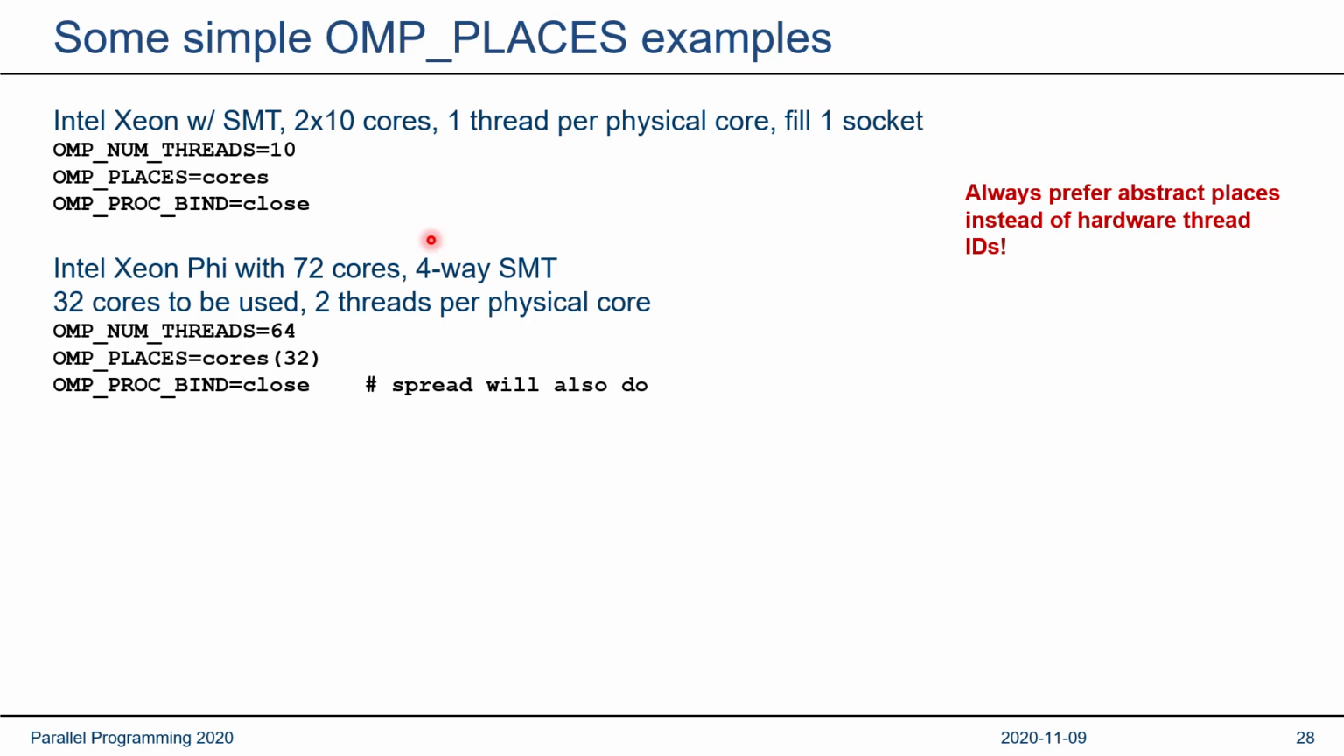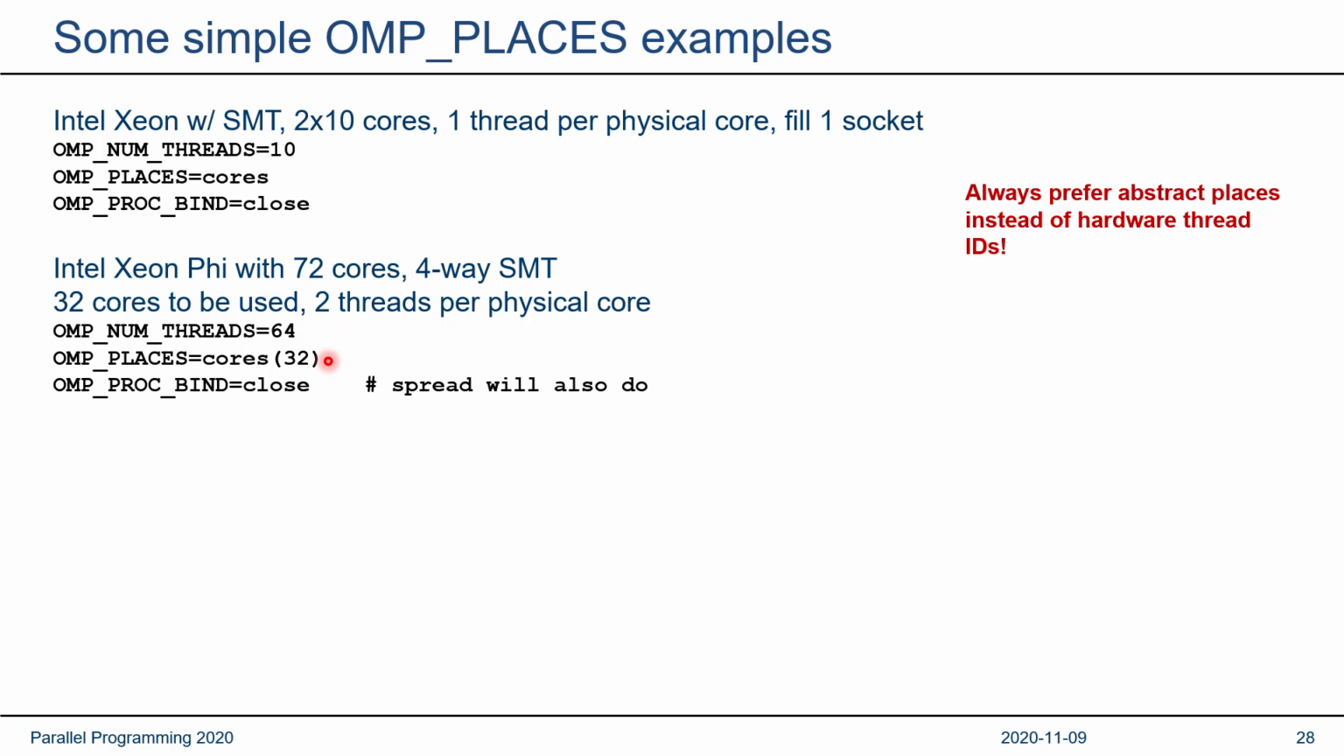Here's a more complicated case. Intel Xeon Phi is a now outdated coprocessor with up to 72 cores. Each core has 4 hyperthreads, 4 SMT threads. I want to use only 32 of these cores. So I leave the rest untouched, and I want to run 2 threads per physical core. So the overall number of threads to run is 64.